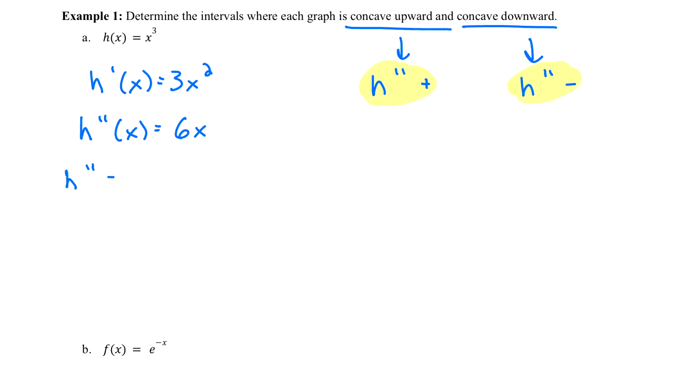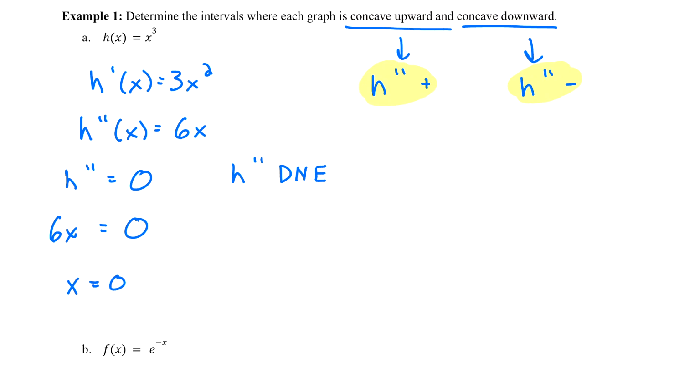h double prime will change sign at places where it's equal to 0 and places where h double prime does not exist. So I'm looking for really the same two scenarios here, except instead of working with the first derivative, I'm now working with the second derivative. So I'm going to start by taking 6x, my second derivative, setting it equal to 0 and solving for x. In this case, we can divide both sides by 6, and we end up with x equals 0.